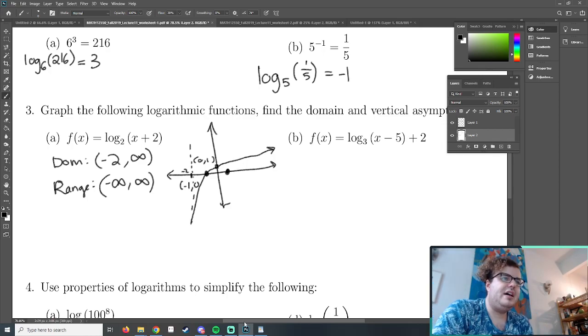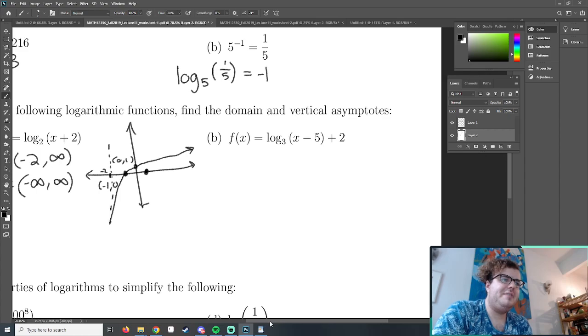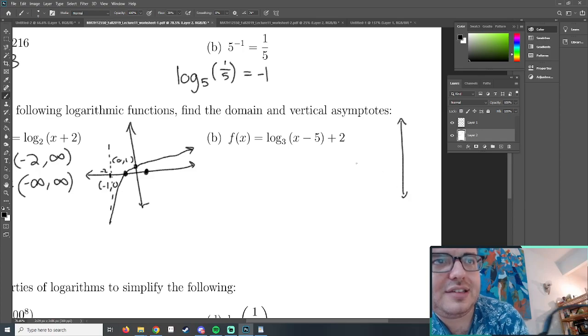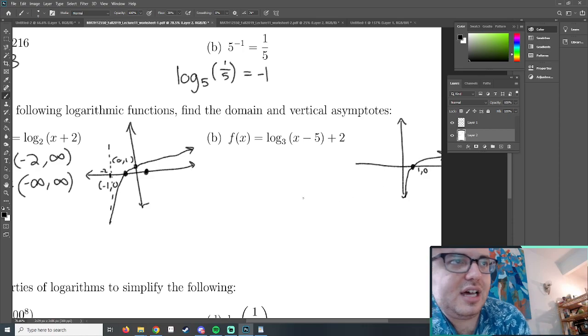Now over here they have log base 3 of x minus 5 plus 2. Again, this is just 2 transformations of a basic logarithm. The regular log base 3 would have this point at 1, 0 and would look like this, right? This one is just going to move to the right 5 units and up 2 units. So this point at 1, 0, you can add 5 to the x value and 2 to the y value, and you'll get, on our actual graph, the point 6, 2.